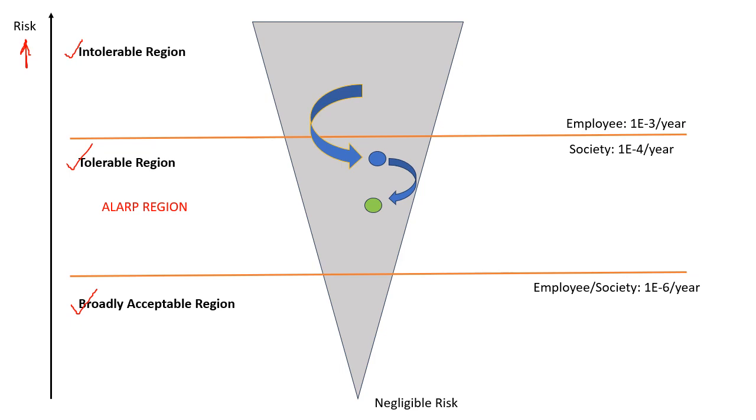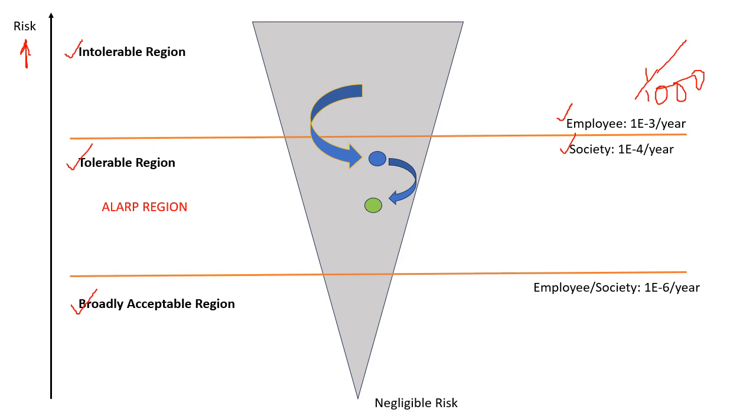risk. The intolerable risk for the employee of the organization is 1e minus 3 per year, and for the society it is 1e minus 4 per year. So 1e minus 3 is 1 in 1000, and 1e minus 4 is 1 in 10,000. So if a similar incident happens 1000 times, then in one incident people will be exposed to that risk. So this is basically the probability that the employee or the society will be impacted.